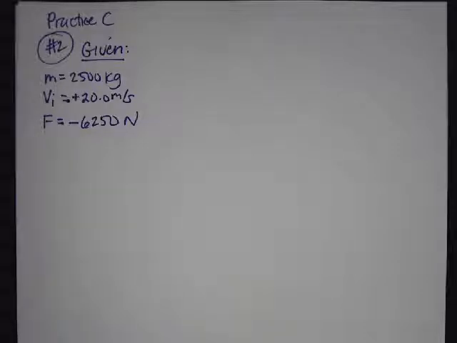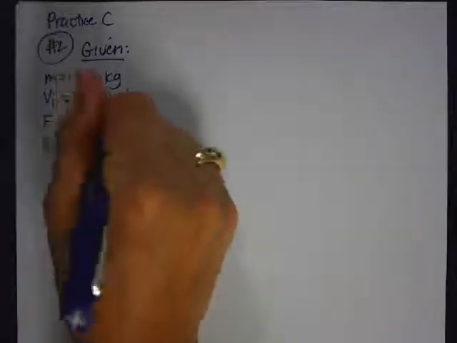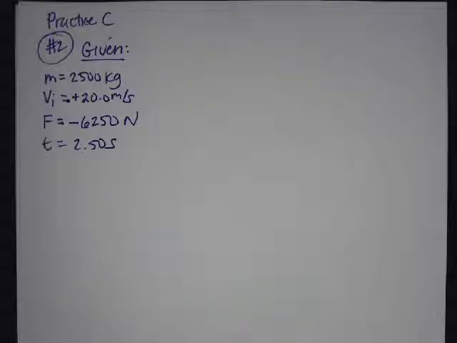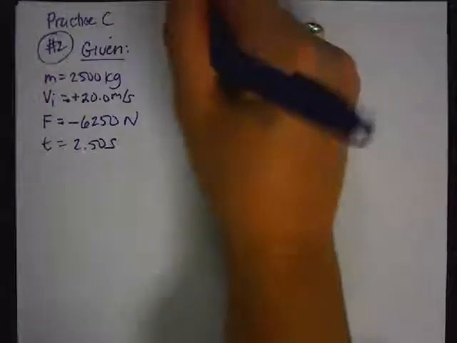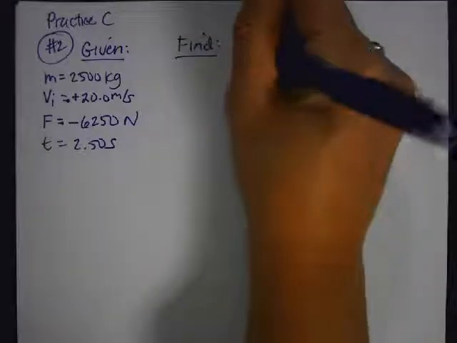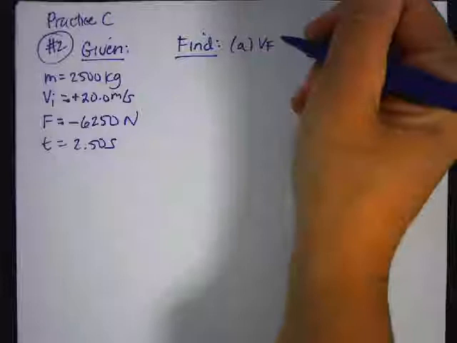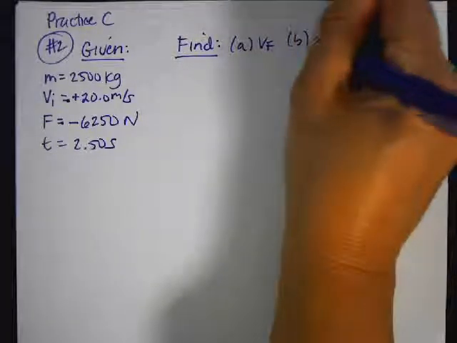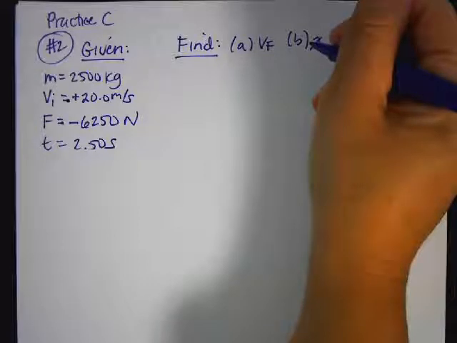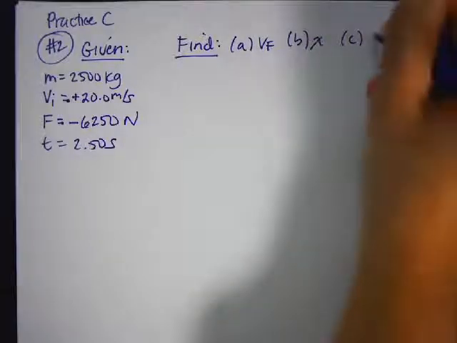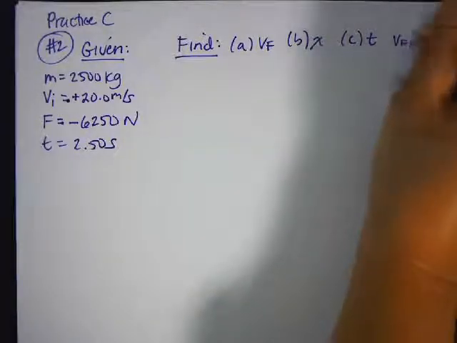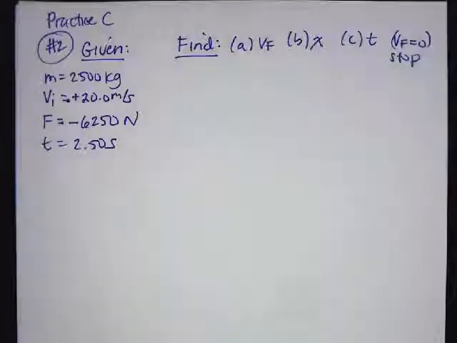So it says use the impulse momentum theorem. The reason it says that is because we can use the equations that we learned earlier to figure this out, but we're going to use what we learned in this chapter to do it. And then the time is equal to 2.50 seconds. It says find the car's velocity, so I want to find Vf. How far does the car move? So I want to find x. And how long does it take the car to come to a complete stop? So I want to find t when Vf is 0, because a complete stop would mean the final velocity is 0.